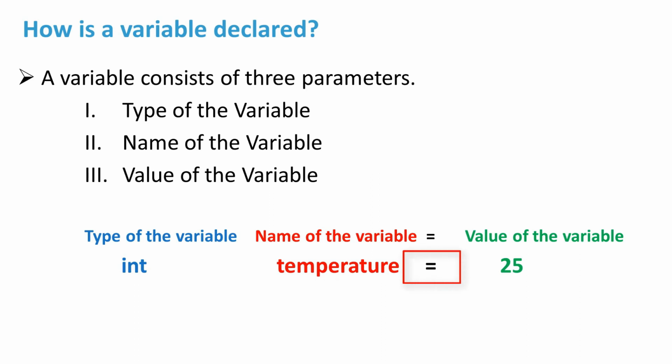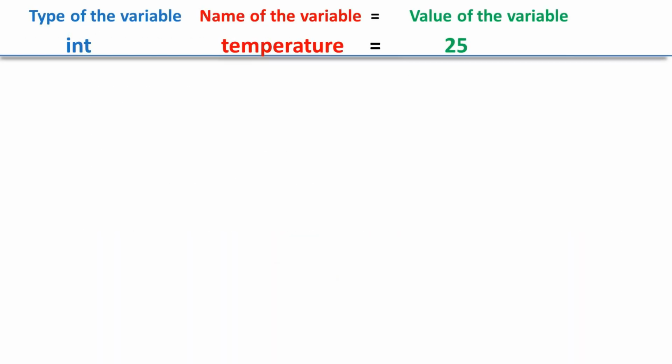The equals sign is the assignment operator. The concept we write after the equals sign is assigned to the variable as its value. So here, the type of our variable is integer, the name of the variable is temperature, and the value of the variable is 25. Let's examine this concept. We mentioned that the type of the variable is integer. Now, what is the characteristic of the integer variable type?